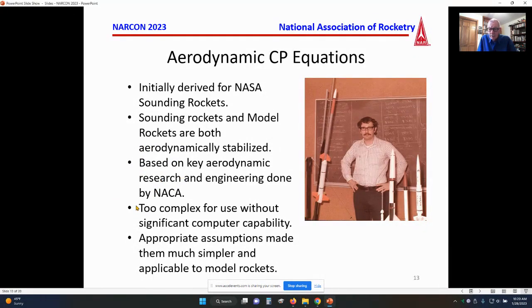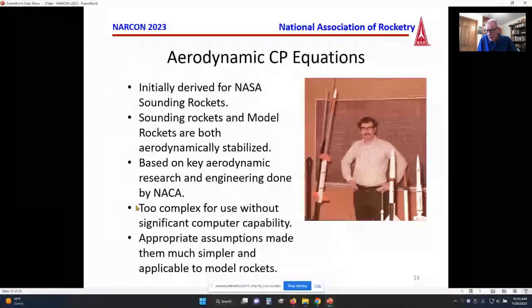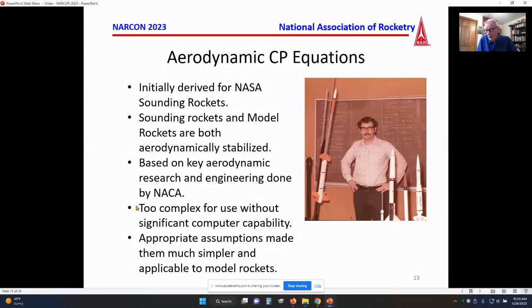Unfortunately, the equations that were derived for sounding rockets were really too complex to be used without significant computer capability. Now, these days there's a lot more computer capability around than there was in the 60s in general use, and especially for model rocketeers. But of course, with the advent of personal computers and what have you, that's less of a concern.